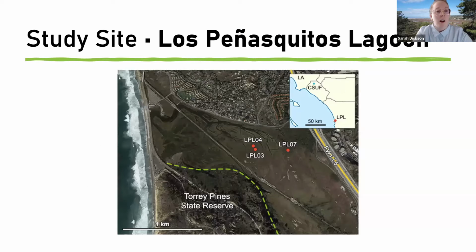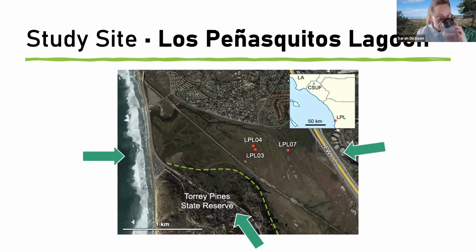So here's a map showing Los Peñasquitos Lagoon. It is located in San Diego County, adjacent to the Torrey Pines State Reserve and the Torrey Pines Golf Course. It's bordered to the west by the Pacific Ocean and to the east by Freeway I-5. This map also shows our core sites, which I will speak about in more depth soon. And like all coastal wetlands, over time, the ecosystem of Los Peñasquitos Lagoon has been affected by geologic, biologic, climatological, and anthropogenic forces.